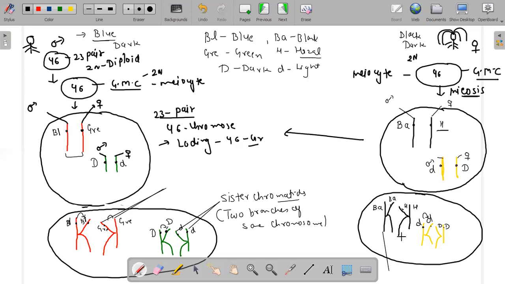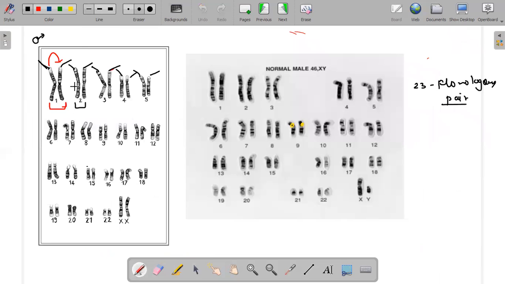And this one and this one, these are non-sister chromatids. Non-sister chromatids are branches of two different chromosomes, but homologous chromosomes. This is the first pair and this is the second pair, and these two are homologous chromosomes. You have to be very cautious and very sincere while learning this particular topic, because everything in genetics is based on it.